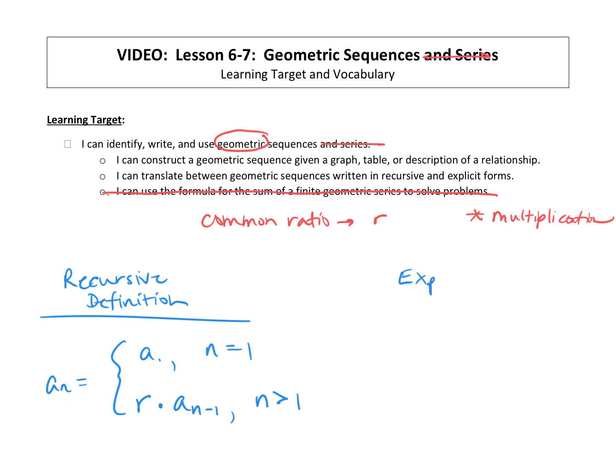We also have an explicit definition. And remember, the main difference between these two, your recursive definition relies on the previous term, this a sub n minus 1. The explicit definition does not. That has a formula that's going to look like a sub n equals, you just take your first term times your common ratio raised to the n minus 1 power. All right, so we will take a look at a few examples and come back to these two definitions, but now you've got it in your notes.